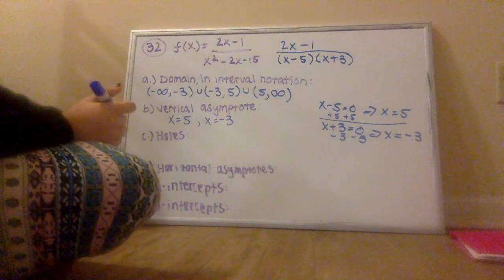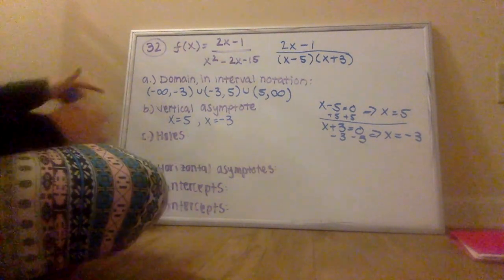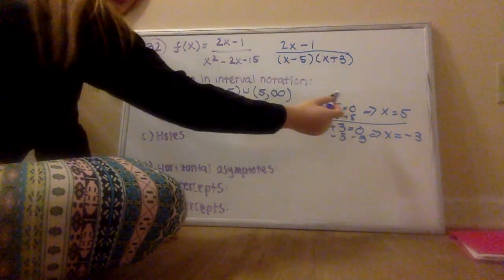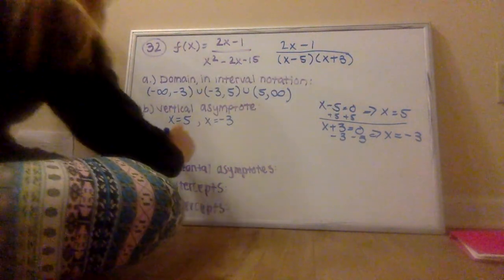Alright, so now we can move on to our holes. So we see that up here, nothing simplifies from our numerator and our denominator, so we actually don't have any holes, so we're going to write none.